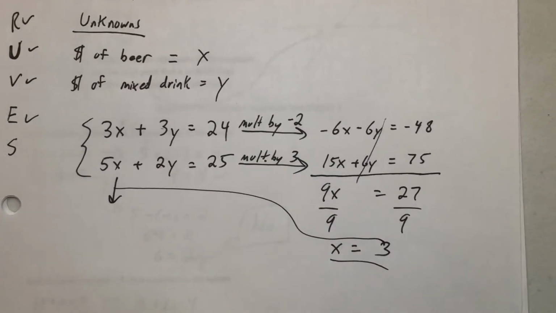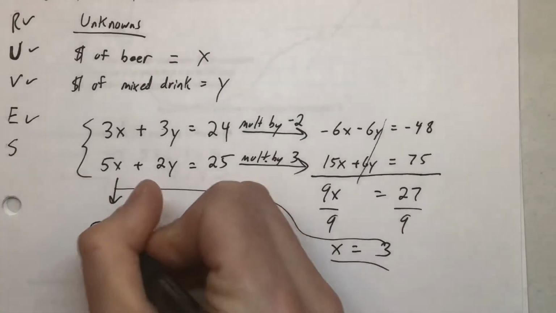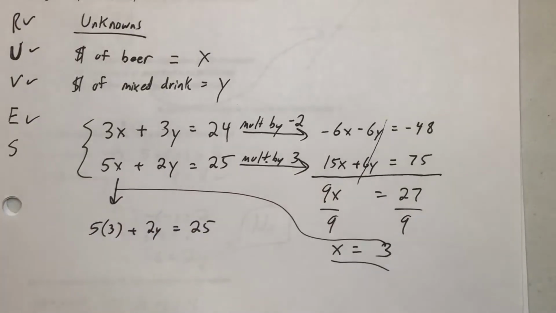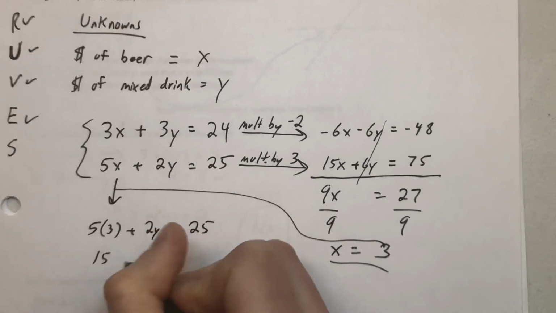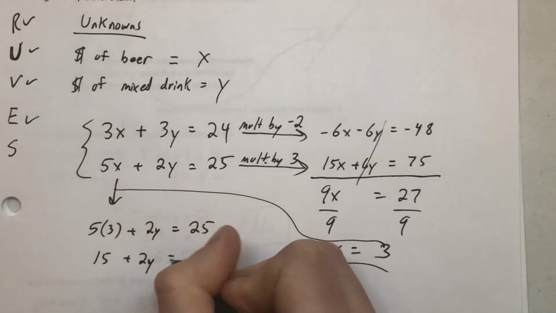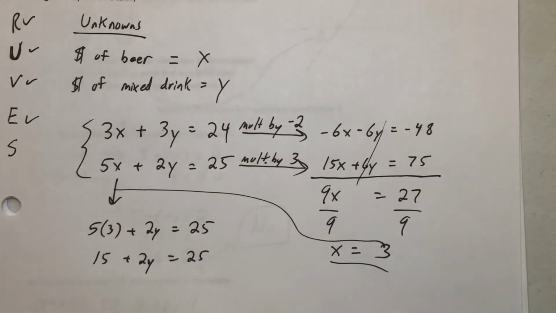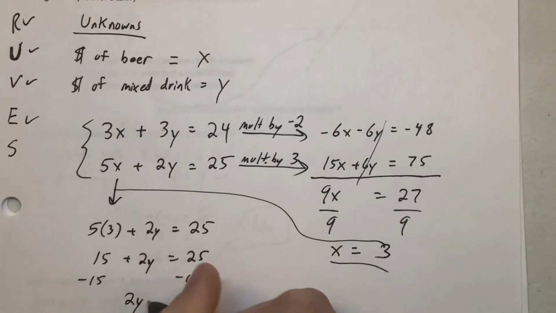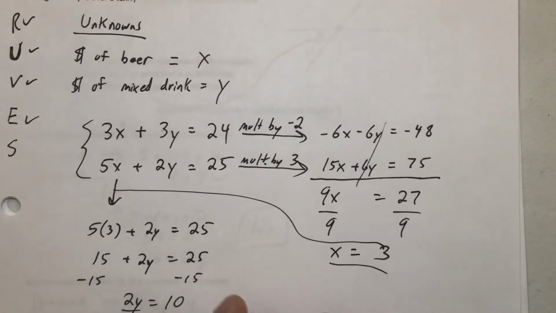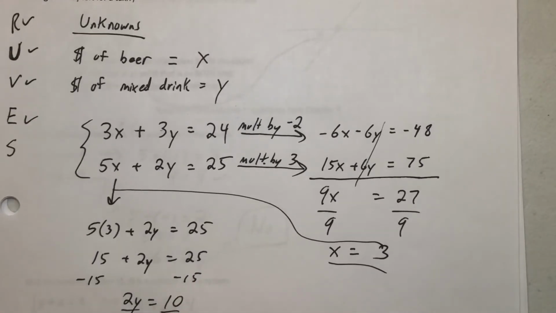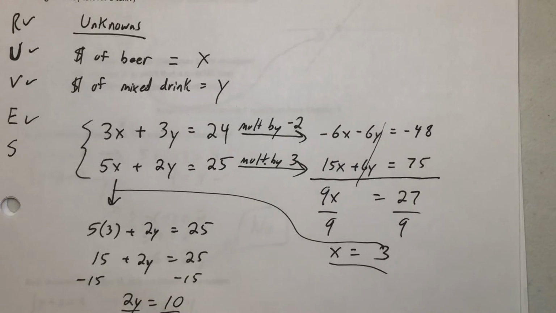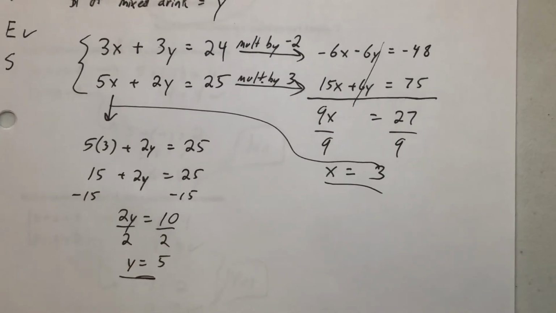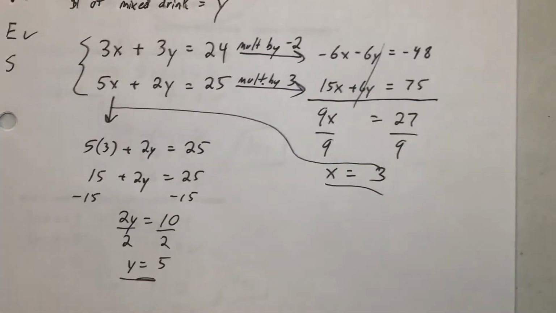And we will replace the x in that second equation with that 3. So that second equation looks like that. Do that multiplication. Keep solving for y. We'll move the 15 over there. So 2y equals 10. Divide both sides by 2. Get y equals 5. And from there, we've got our x, we've got our y.